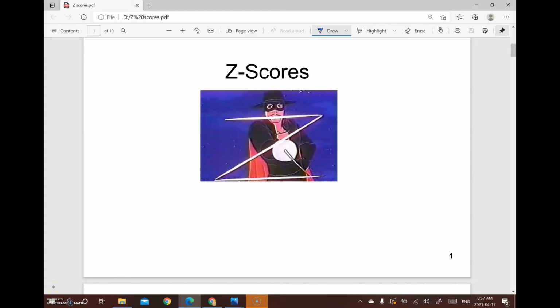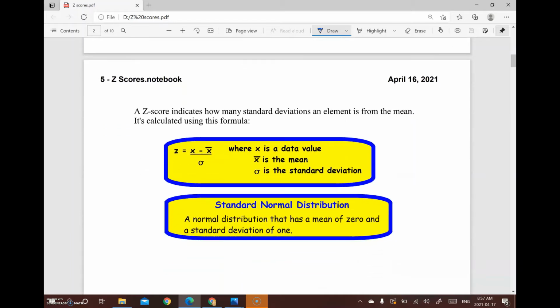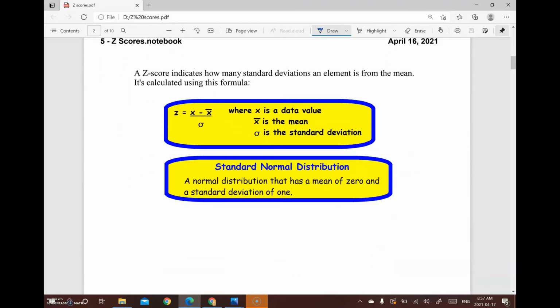The last section looks at z-scores. A z-score indicates how many standard deviations an element is from the mean, and it's calculated using this formula. Z represents the z-score, x is the data value, x bar is the mean, and sigma is the standard deviation. The standard normal distribution is a normal distribution that has a mean of 0 and a standard deviation of 1.